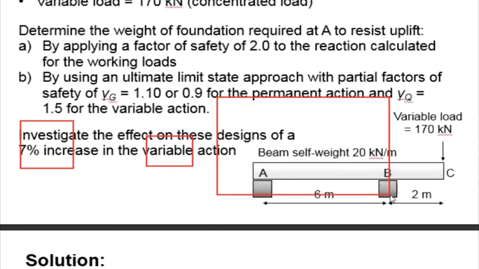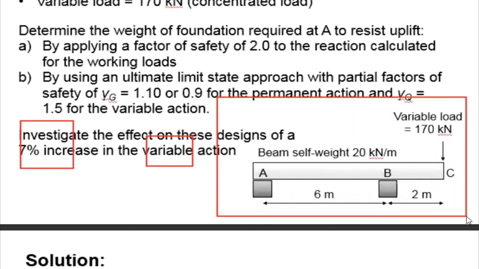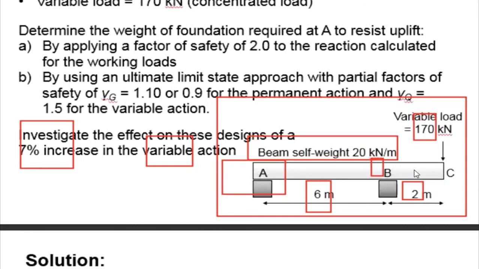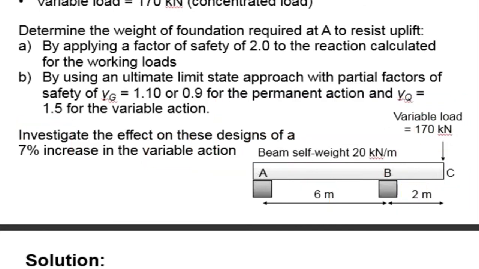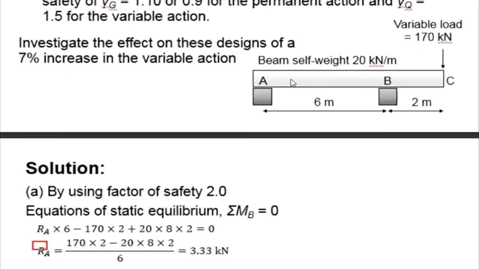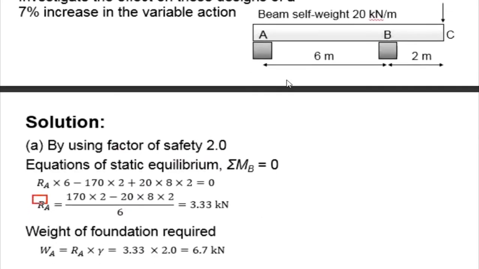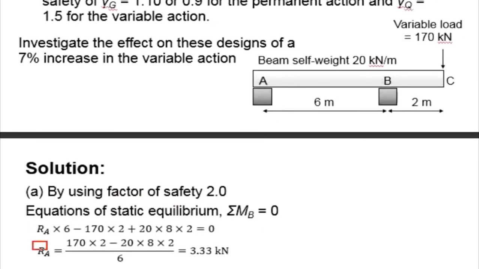Now the given member is loaded like this. The value of the length is this one, point B is here, point A is here, the uniform load is this one, and the imposed load at point C is this one. Now the solution. The solution is as follows.